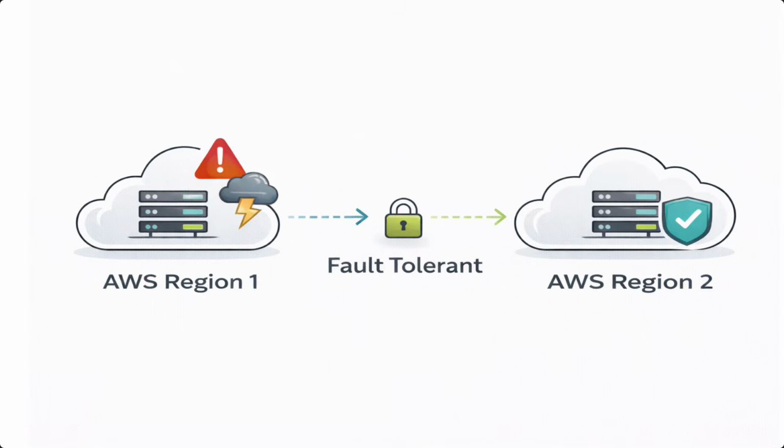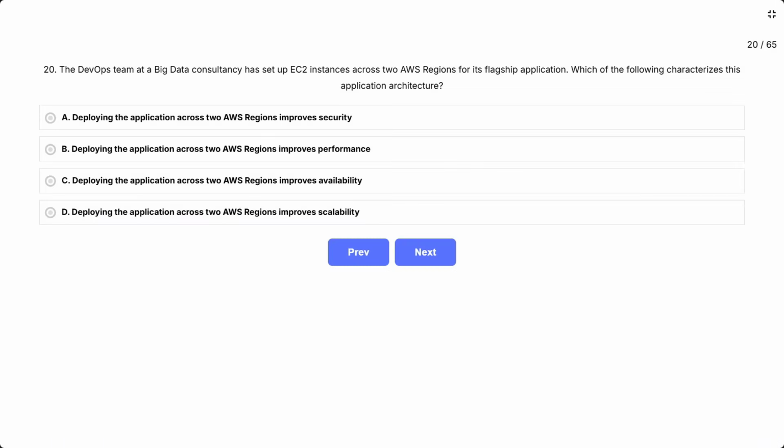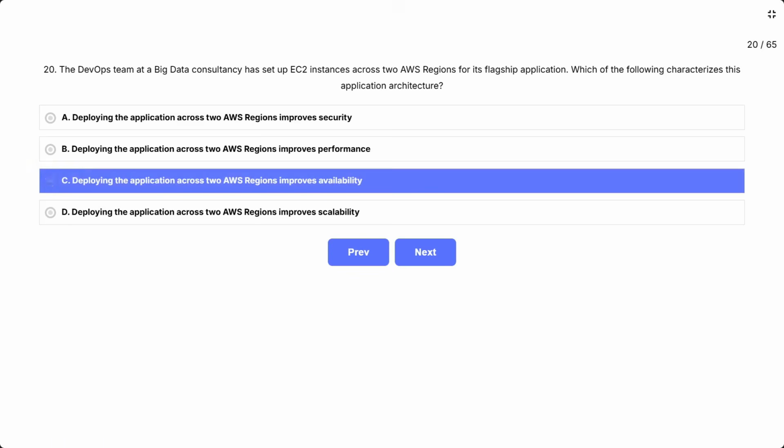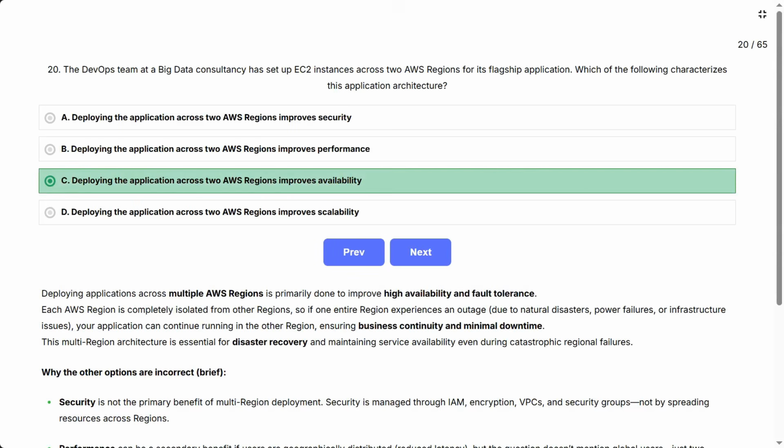This question asks, what is the primary benefit of deploying your application across multiple AWS regions instead of just one region? Think of it as, if one entire AWS region goes down due to a major outage or disaster, what advantage does having a second region give you? The correct answer is C. Deploying the application across 2 AWS regions improves availability.